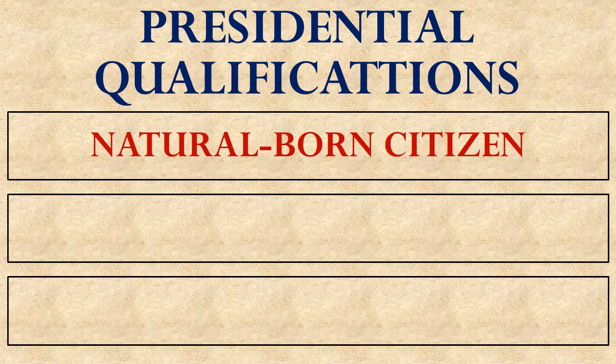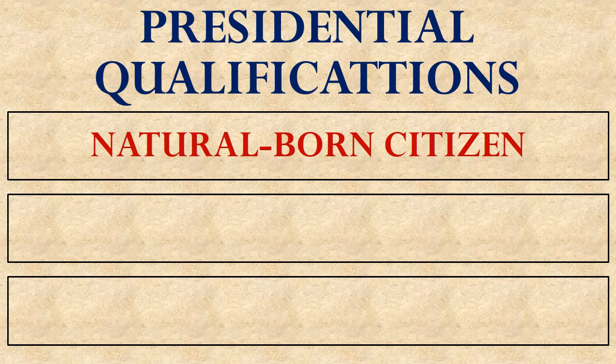The first of these qualifications is that the person be a natural-born citizen. What this means is that at the moment of birth, this person is a citizen of the United States. In other words, they did not become a citizen of the United States at some point later in their lives.